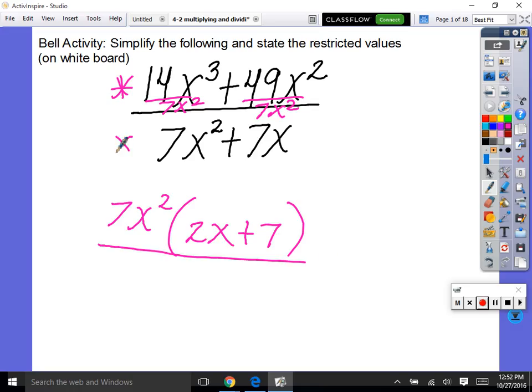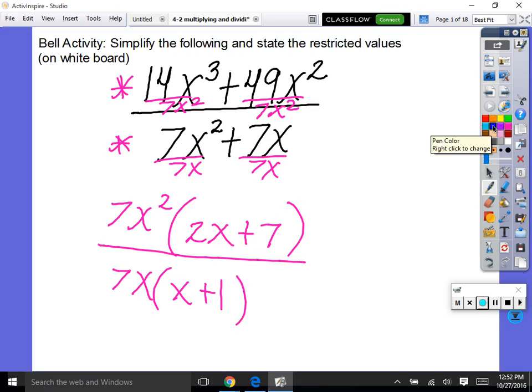On bottom, what did we pull out? Okay, so then we divide by 7x, divide by 7x, what's left? X plus 1, very good. I'm glad I'm hearing you say 1, not nothing, like we would have maybe a couple weeks ago.